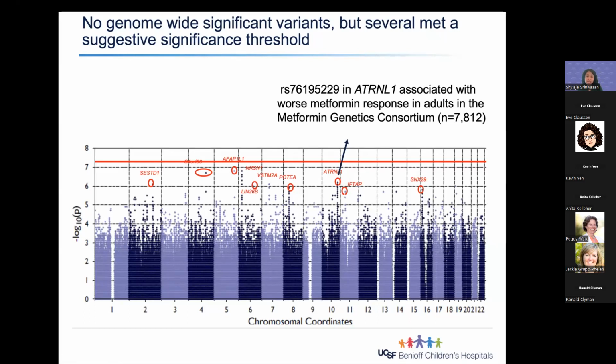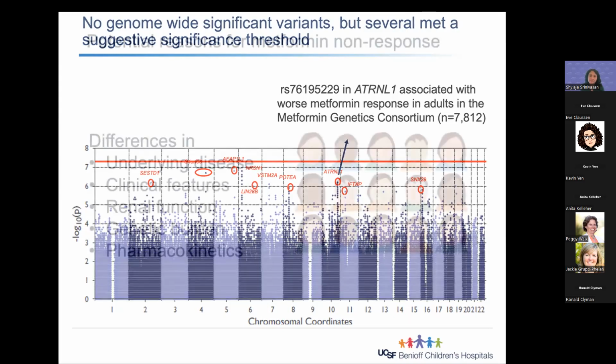RS7619522 in ATR and L1 was associated with worse metformin response in adults in the Metformin Genetics Consortium, and individuals who are homozygous for this variant in the Metformin Genetics Consortium had roughly 0.5 higher hemoglobin A1C on metformin compared to those who had the wild type allele.